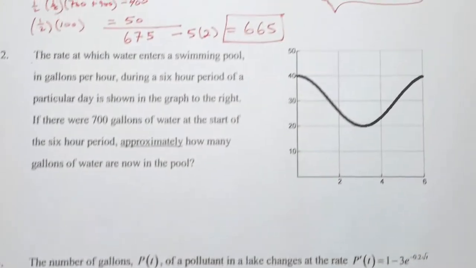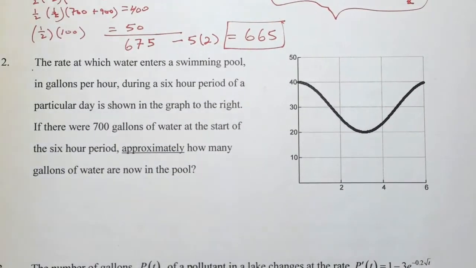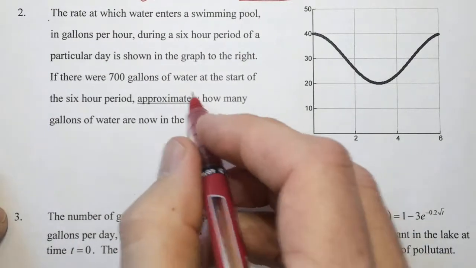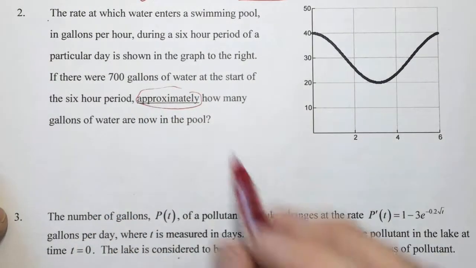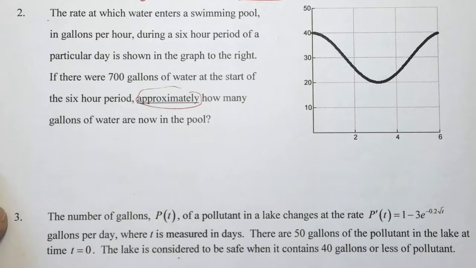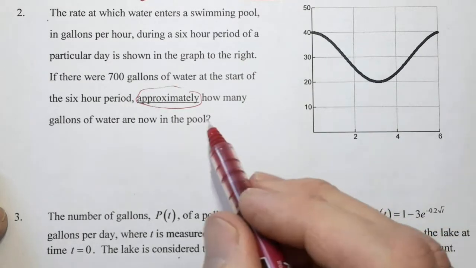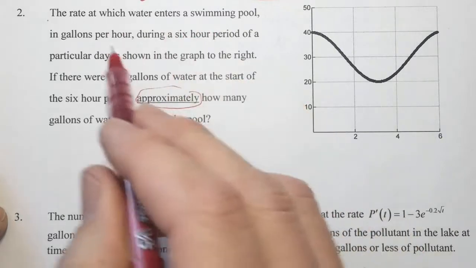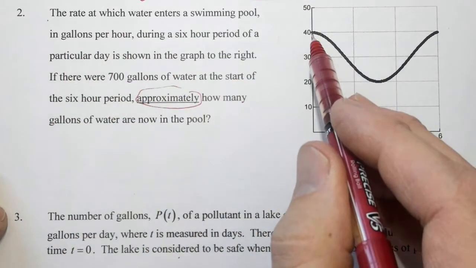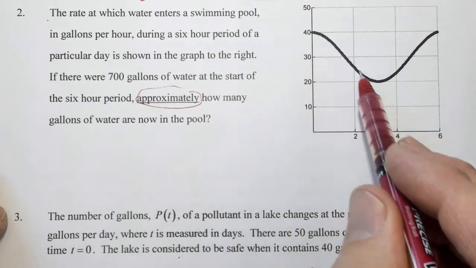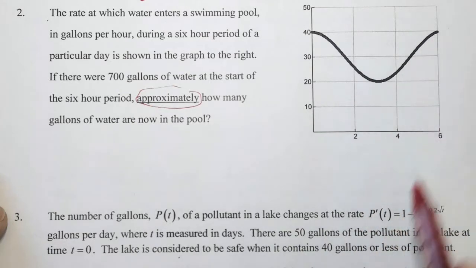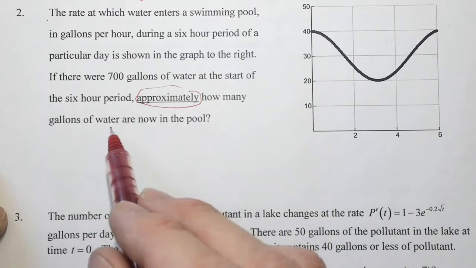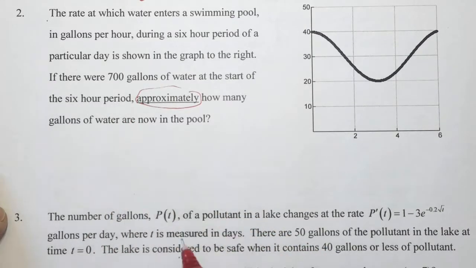For number 2, same idea, except now because of the curvature of the problem, this is an approximation. During a 6-hour period on a particular day, we have the rate at which water enters a swimming pool in gallons per hour. There's a lot of water entering the pool, and then it drops down, and then more water is entering the pool as well. There's 700 gallons of water at the start of the time period. About how many gallons of water are now in the pool?